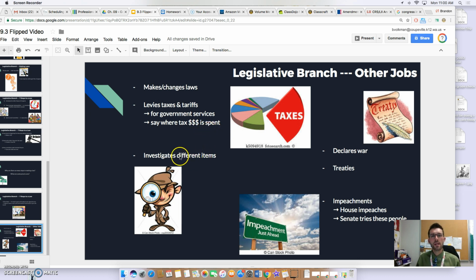They also can investigate different matters or items, whether it's things that are going on in the country or within the government itself. Congress declares war. Congress also deals with treaties, as we've talked about. The last thing they do has to do with impeachments, or kicking people out of their job.